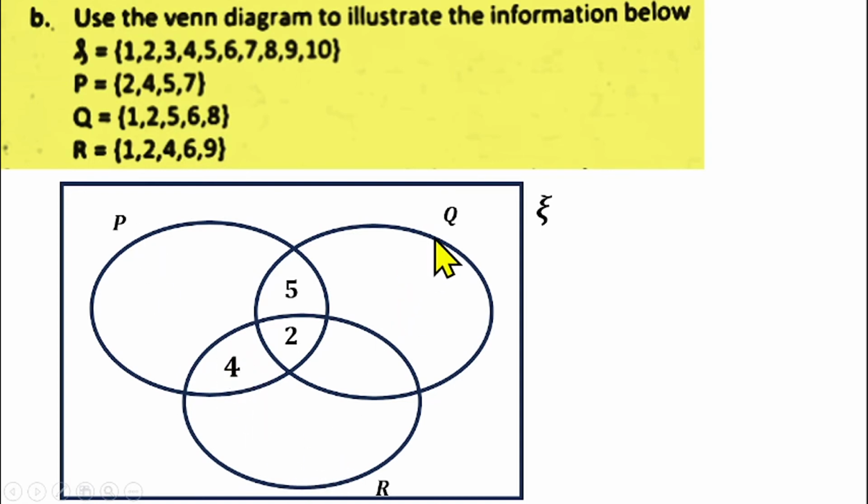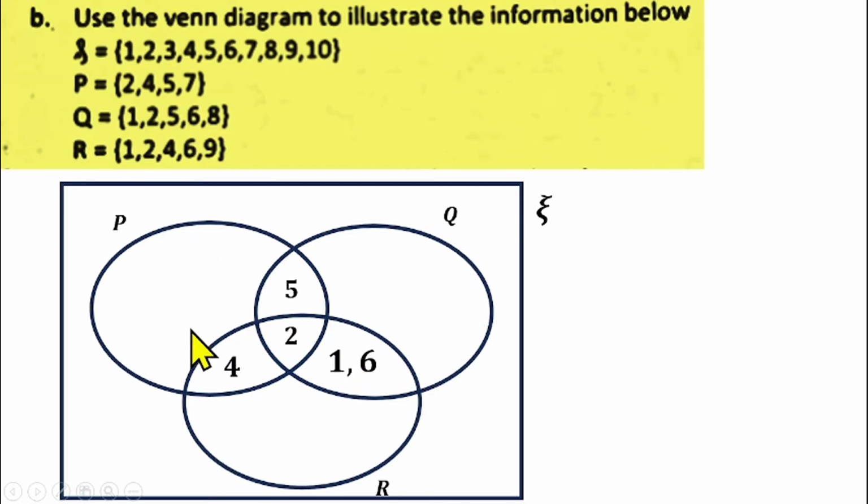Then let's look at what Q and R have in common, which is the intersection between Q and R. So Q and R, there is 1, then there is 6. So here you'll be having 1, 6. So we have done that.